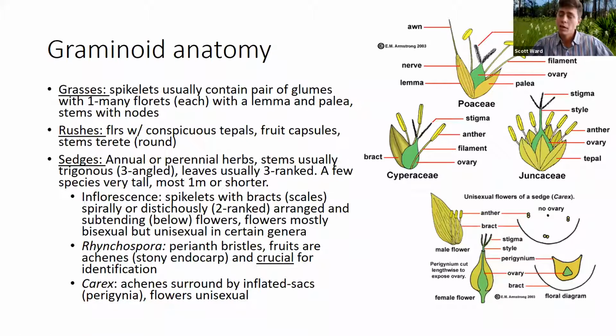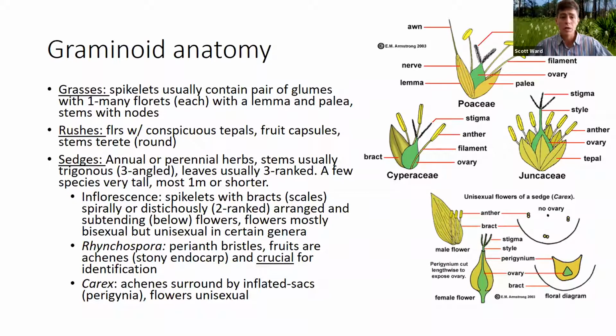And then the leaves are usually three-ranked, and you'll see an example of that in a second here. Some species are very tall. Some Rhynchospora can get very tall, especially in tropical areas. But most species are about 1 meter or shorter. The inflorescence is basically the total flowering area of a stem or a culm. It consists of spikelets with bracts, which we also call scales sometimes. And these can be spirally or distichously arranged, meaning two-ranked on the side of one axis. And they're typically below, or subtending, the floral area. So subtending just means below.